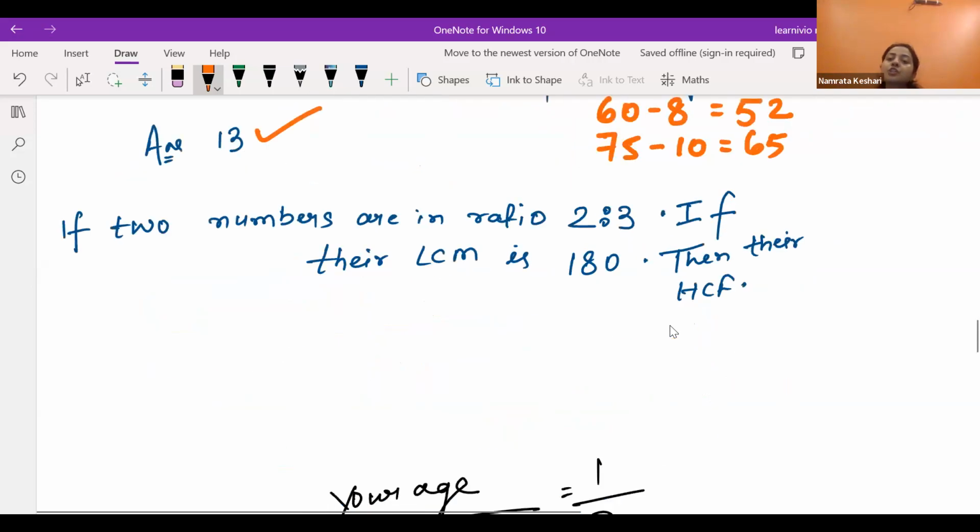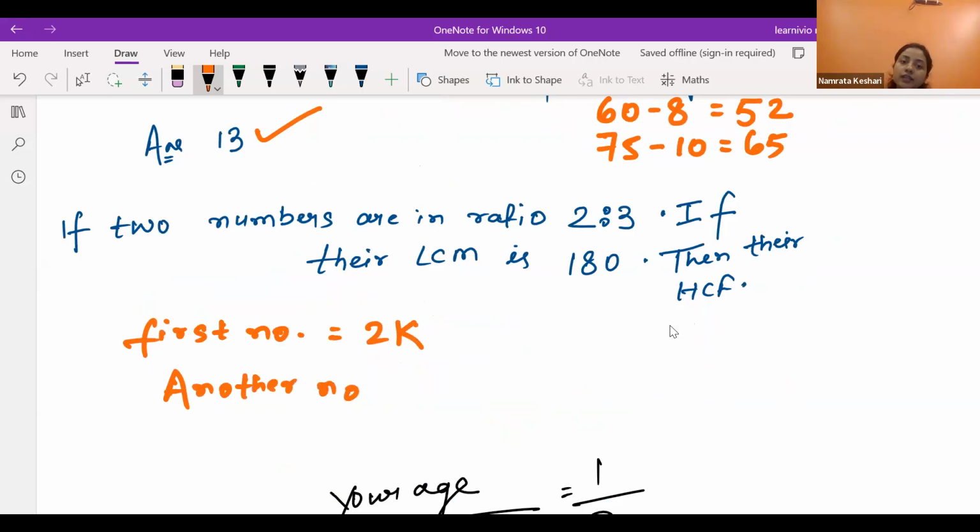Let's get back to our question. If two numbers are in ratio 2 is to 3, their LCM is 180, then find their HCF. We can assume one of the numbers is 2x or 2k, and another number is 3k. Now you understand that when you have such terms, you have learned how to find the HCF and the LCM. So 2k means 2 into k, 3k means 3 into k. If I ask you what is the LCM, what will be the LCM?